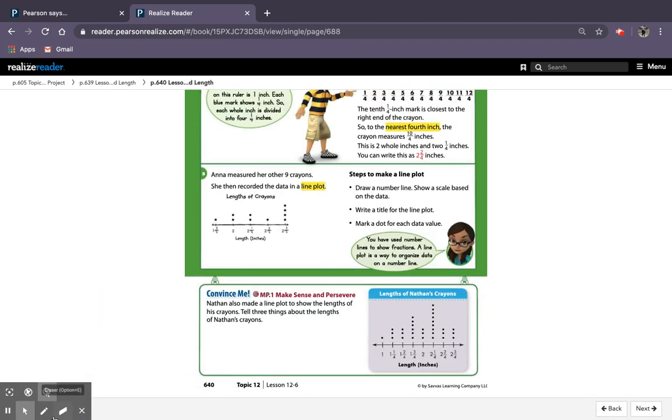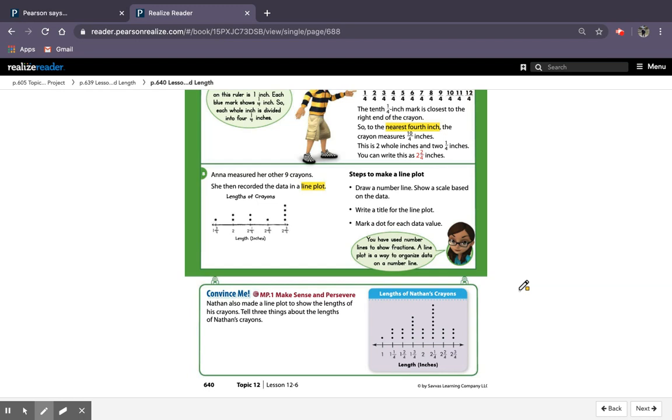I'm going to go down to the convince me section. And it says here, make sense and persevere. I know the one before this was reasoning, but for making sense, it means: does it actually make sense? And persevere, because it means that maybe the problem's going to be difficult and we need to try and continue to solve it. So Nathan also made a line plot to show the lengths of his crayons. Tell 3 things about the lengths of Nathan's crayons. So this could be any 3 things. I'll list 3 things that I noticed.